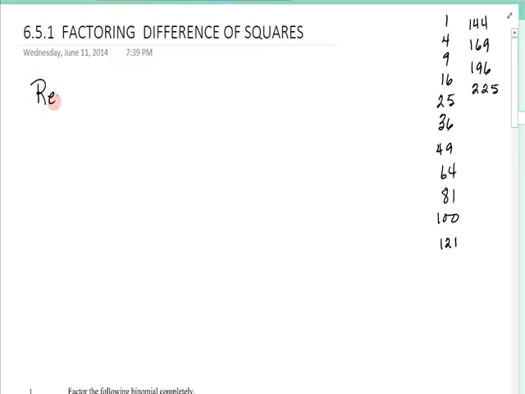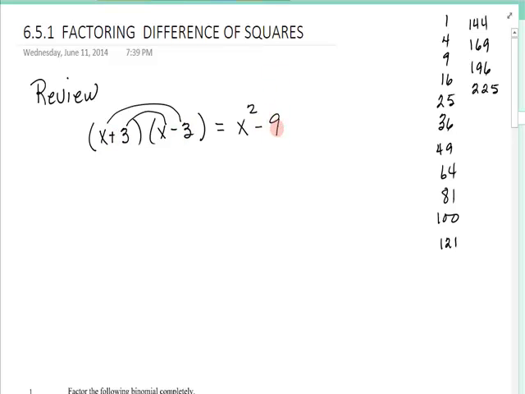We also need to review something called a sum and difference product. Do you remember from, it would have been back in probably mod 6, that if you had x plus 3 times x minus 3, that something happens. The product of the first is x squared. The outer product is negative 3x. The inner product is positive 3x. Those cancel. Then the product of the last, it's a positive times a negative, so it's negative 9.